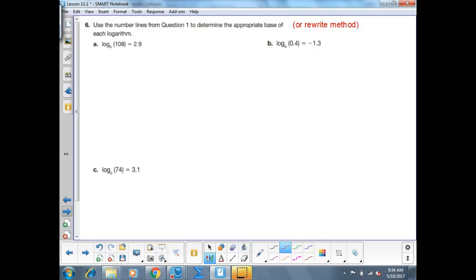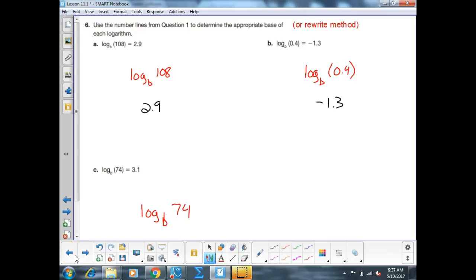So what I would like you to do now is answer those 3 questions. Determine the appropriate base for each logarithm. Be more accurate than Scotty. We like Mark, so let's be Marks.